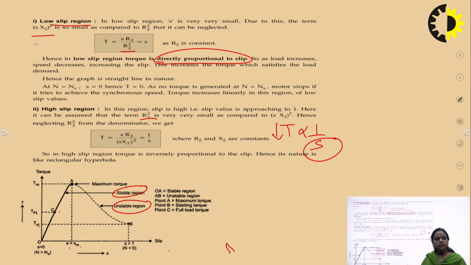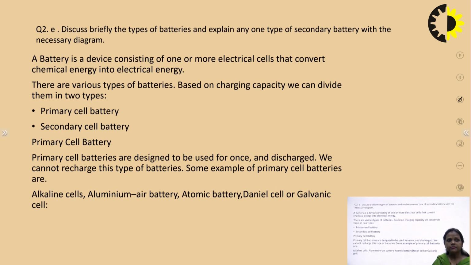Now, the next one is: discuss briefly the types of batteries and explain any one type of battery with the necessary diagram. So, we know that batteries are devices consisting of one or more electrical cells that convert chemical energy into electrical energy, right. So, we know that there are two kinds of batteries, the primary cell battery and the secondary cell battery. Primary cell batteries are designed to be used once, and once they are discharged, we cannot recharge them. Some examples are the alkaline cell, aluminium air battery, atomic battery, and Daniell cell or Galvanic cell. These are the examples of primary cell batteries.